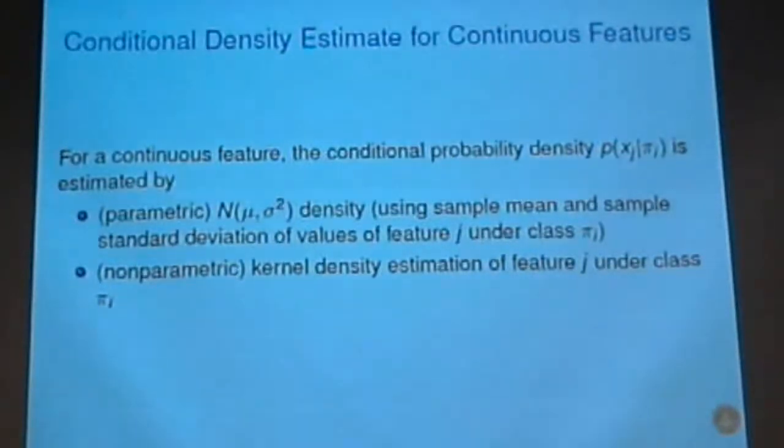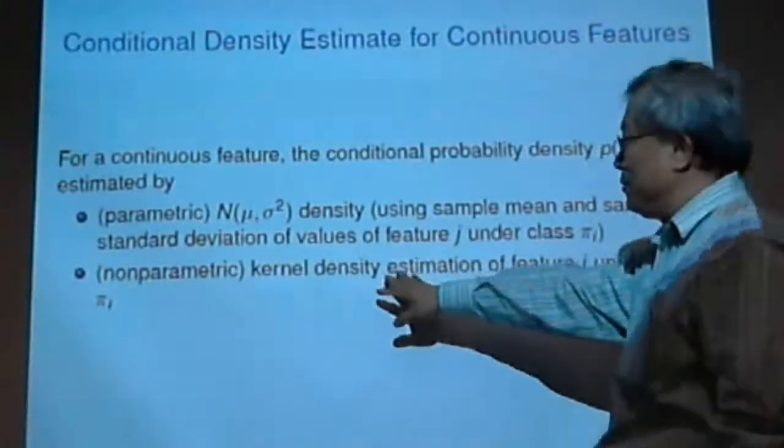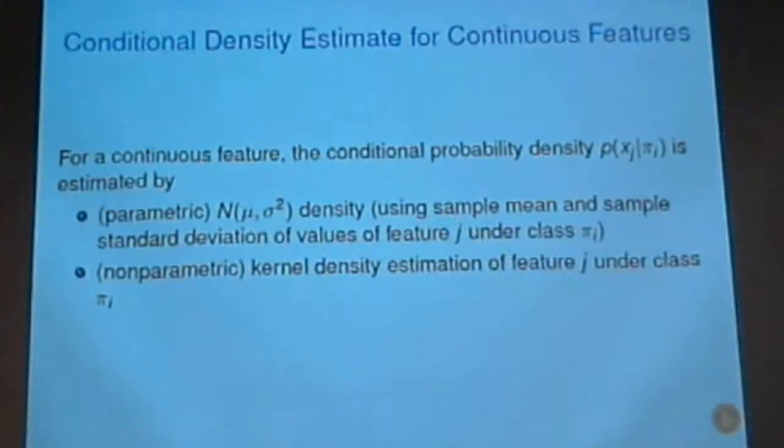Basically, you can either have a parametric result, which is a normality assumption. Of course, this has to be justified if you have the data set. Or you assume a non-parametric result, not assuming any distributional assumption, where you use the kernel density estimation of feature J and the class I. Of course, we don't have to get into the detail of this. This is a general topic about kernel density estimation.